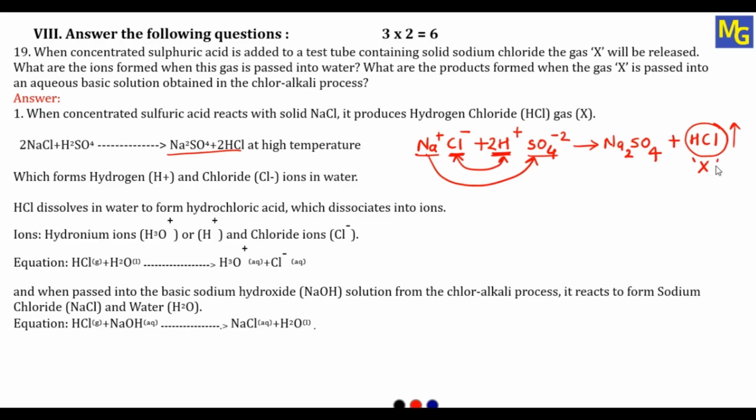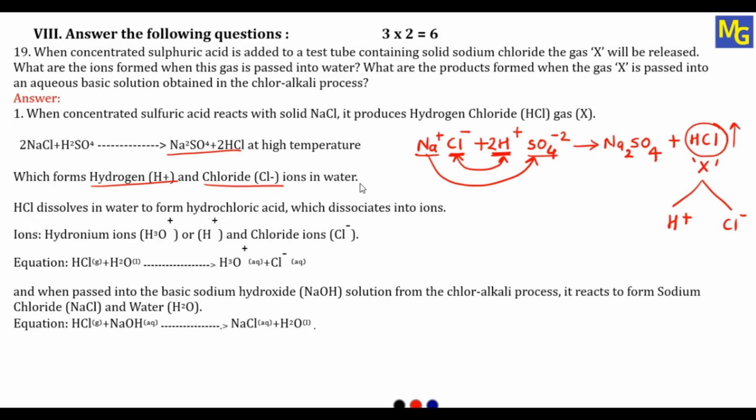So once we understood what is X, now what is the next question? What is the question here? When we pass this gas into the water, just now we have answered in our previous question. HCl is the acid. Whenever we add acid in water, it splits to give what? It splits to give H plus and Cl minus. So these are the ions. Our ions are hydrogen ion and Cl minus ion. So see here, it forms hydrogen H plus and chloride Cl minus ions in water.